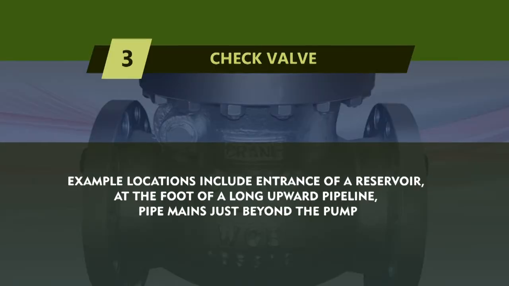The example locations include the entrance of a reservoir, at the foot of a long upward pipeline, and pipe mains just beyond the pump. Looking at the last example, when check valves are provided at the pipe mains just beyond the pump, the flow will only take place from the pump to the main line, but the reverse flow, that is from the main line towards the pump, will be stopped by check valves. These are also commonly provided in the domestic connection, also known as the service connection.